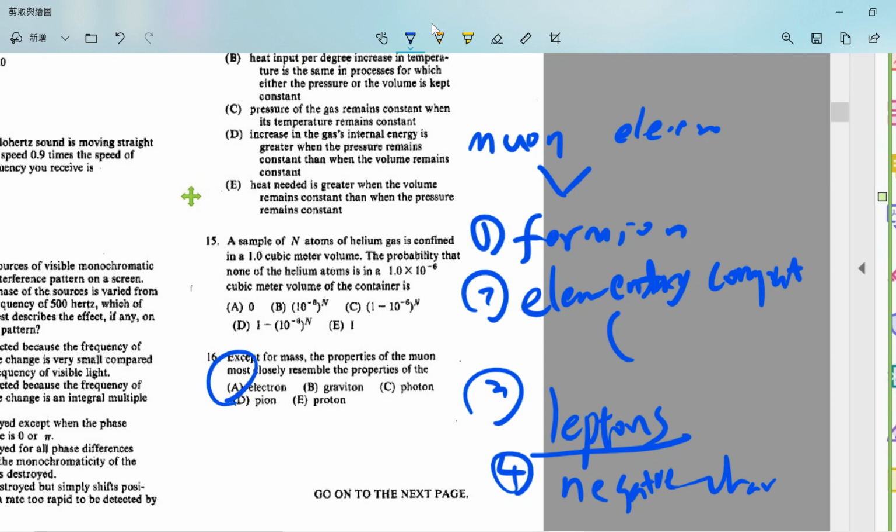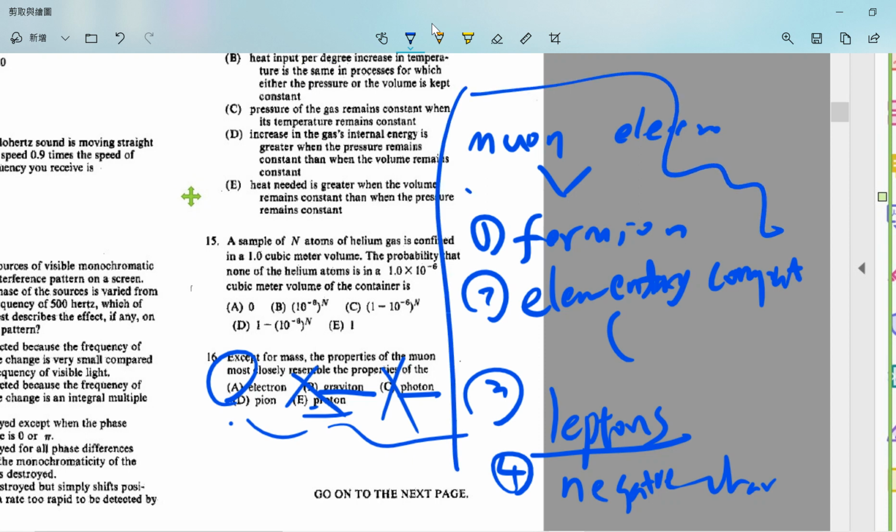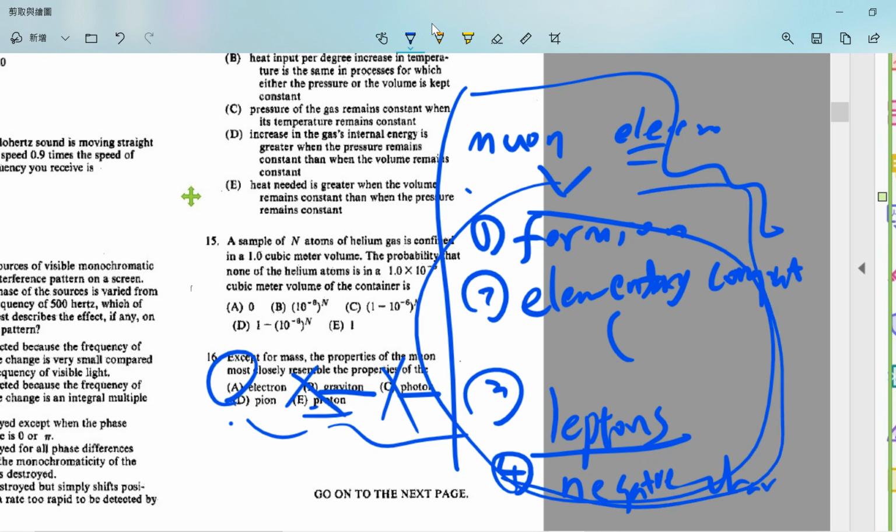Okay, so the graviton is a boson. The photon is a boson. The proton and the pion are composite particles. So only the electron contains these four similar properties. So we choose A.